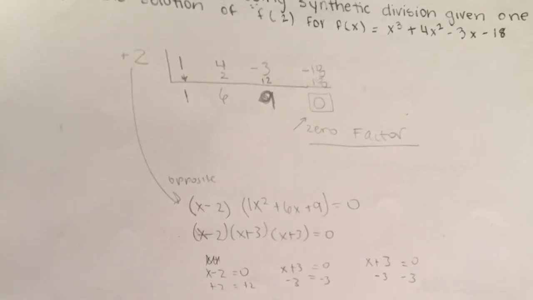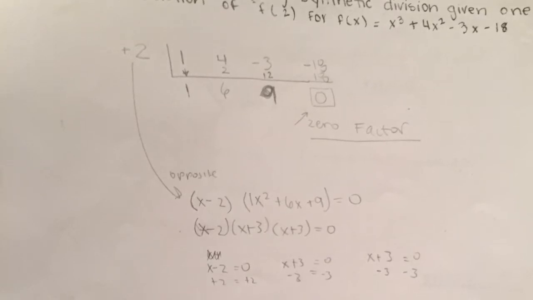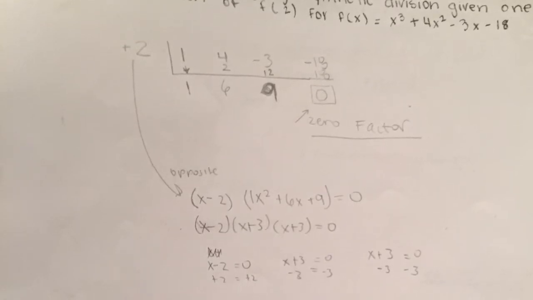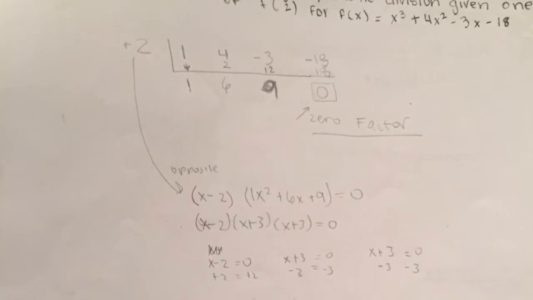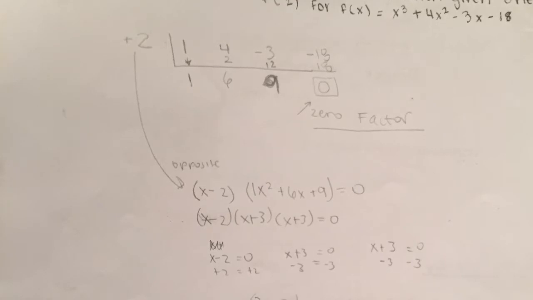And what we do is we write 1, 4, negative 3, and negative 18, and we bring down the 1, and we do 2 times 1, and you get 2, so 4 plus 2 equals 6, and you do the same thing for the rest of the numbers. And then we end up with 0 as the last number, so it's a 0 factor.